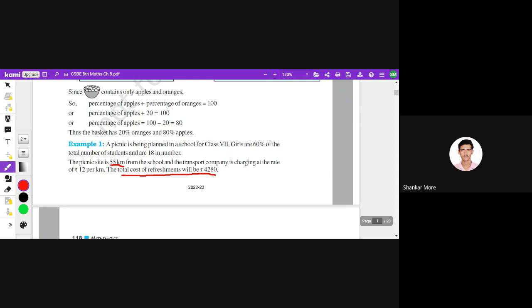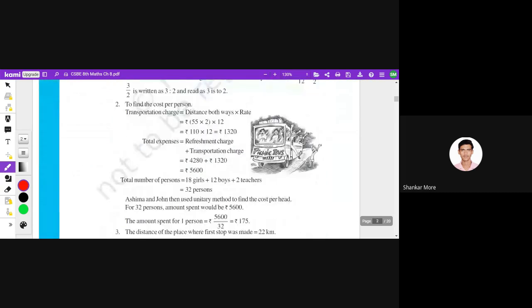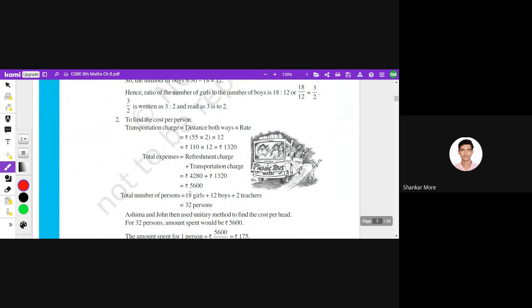Now what is sum of 1320 and 4200? Can you sum it? Can you add it? Karo. See, total expenses are going to be refreshment charge plus transportation charge, so that results into 5600 rupees. Correct.